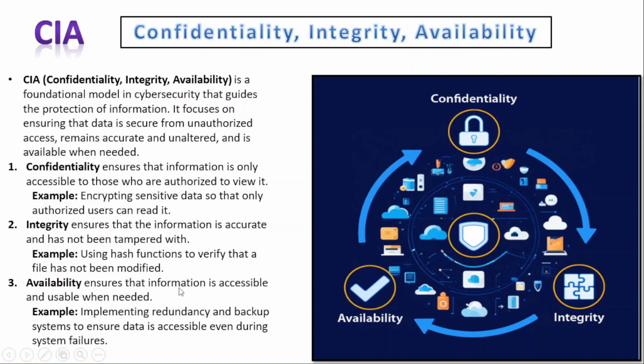Availability ensures that information is accessible and usable when needed. Example: implementing redundancy and backup systems to ensure data is accessible even during system failures.